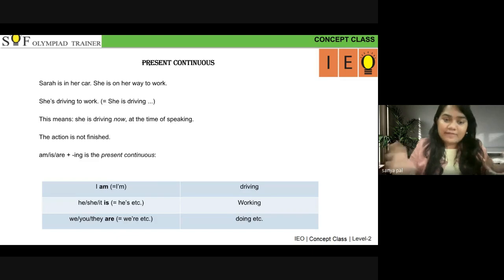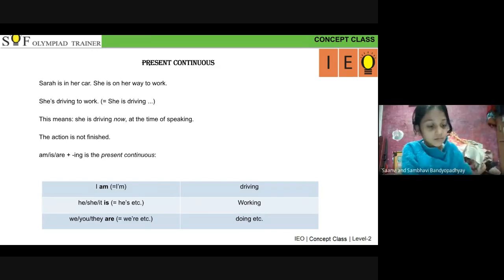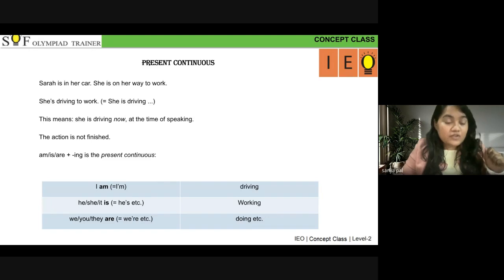Is it finished? Have I stopped teaching? No, I've not, right? So can I say that present continuous is used for actions that are not finished? So the use of present continuous is for actions that are continuing right now and are not finished. Actions that are continuing right now.